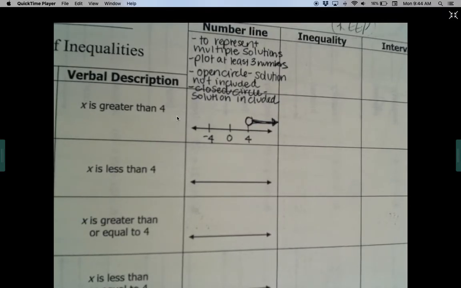So if I saw that number line, I would know, okay, my solution does not include 4, but it's bigger than 4. It comes up to the very, very edge of 4. It could be 4.0000000000001. So it's really close to 4, but it's not 4.